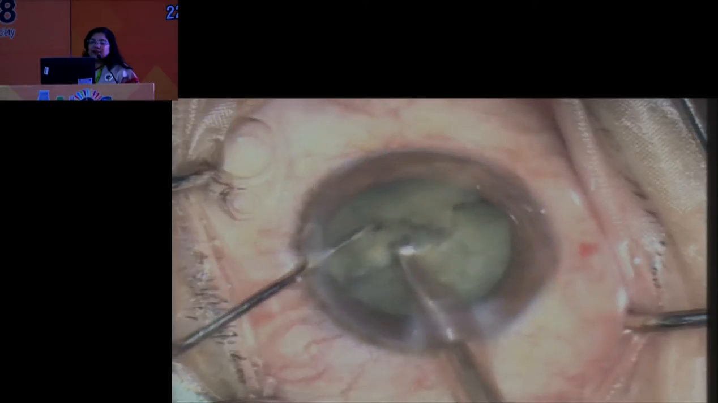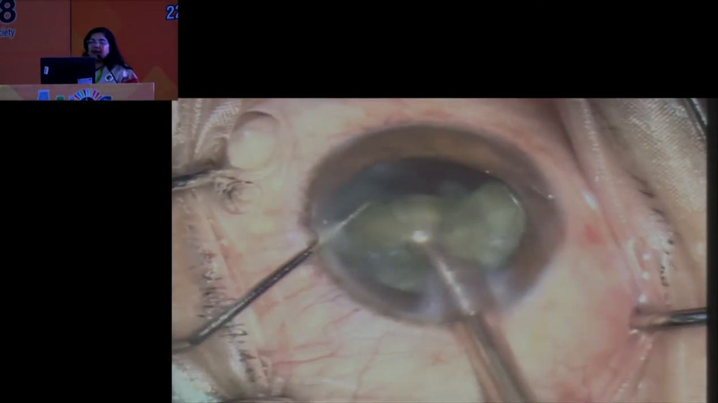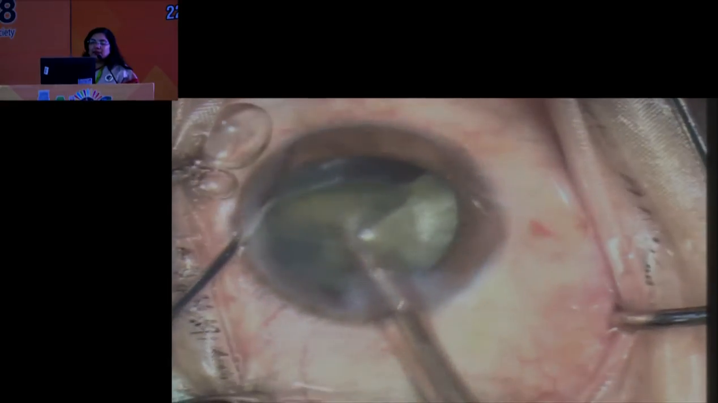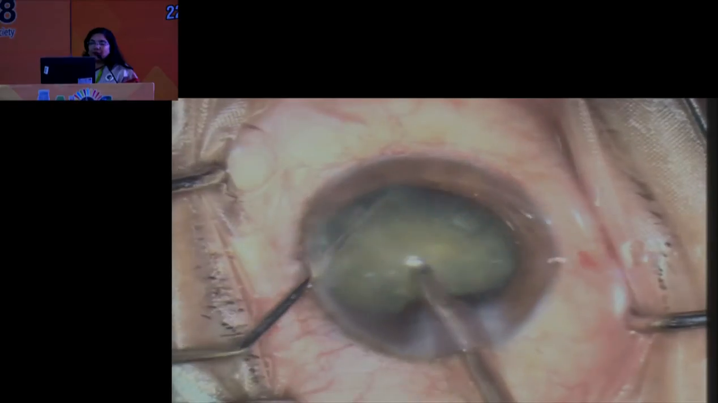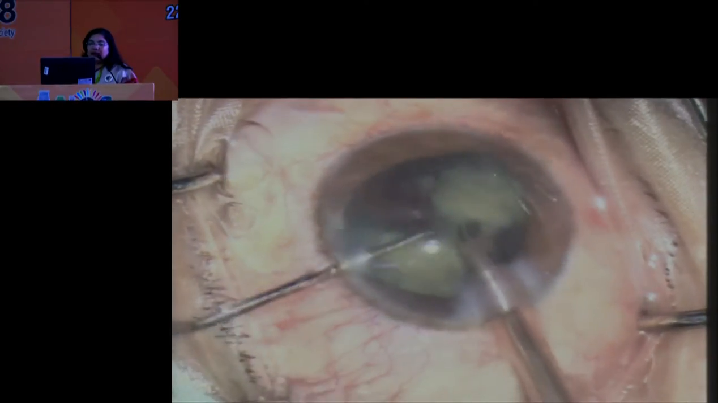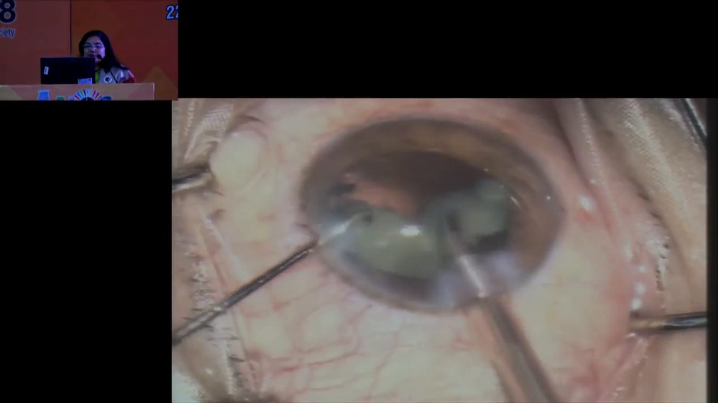After the first division, as you can see, this is the second division. This is the stop and chop technique, and the second piece is also emulsified. So you have to use Phaco power efficiently. This piece is now rotated and brought to face you, and the third piece is chopped.